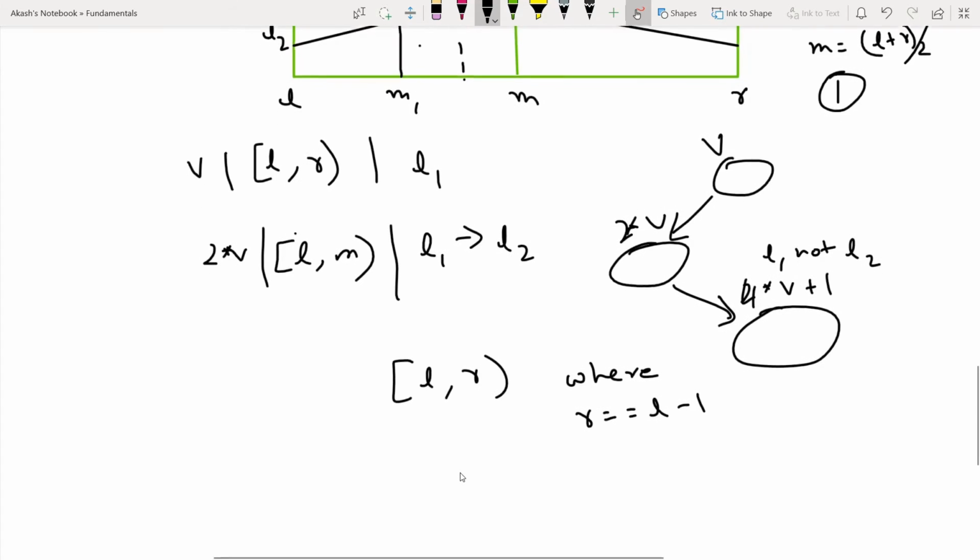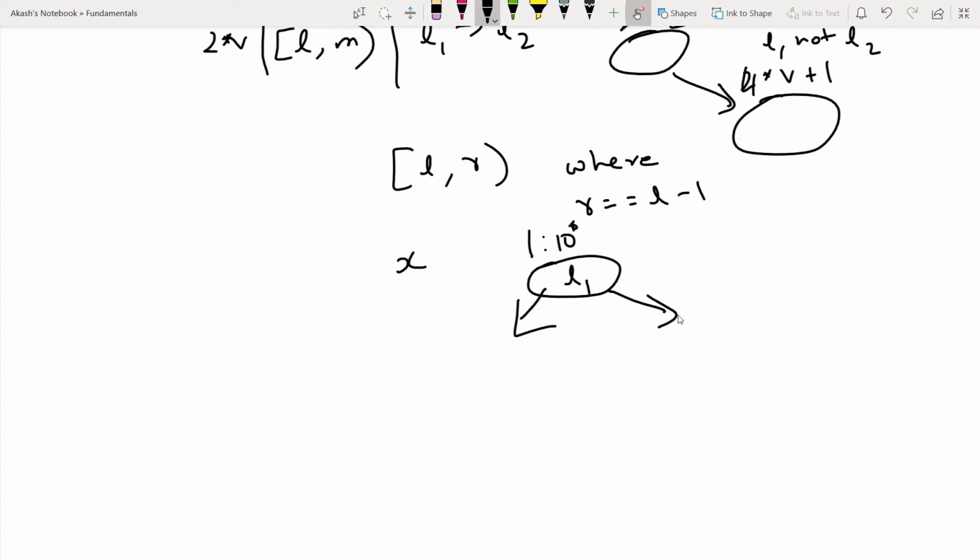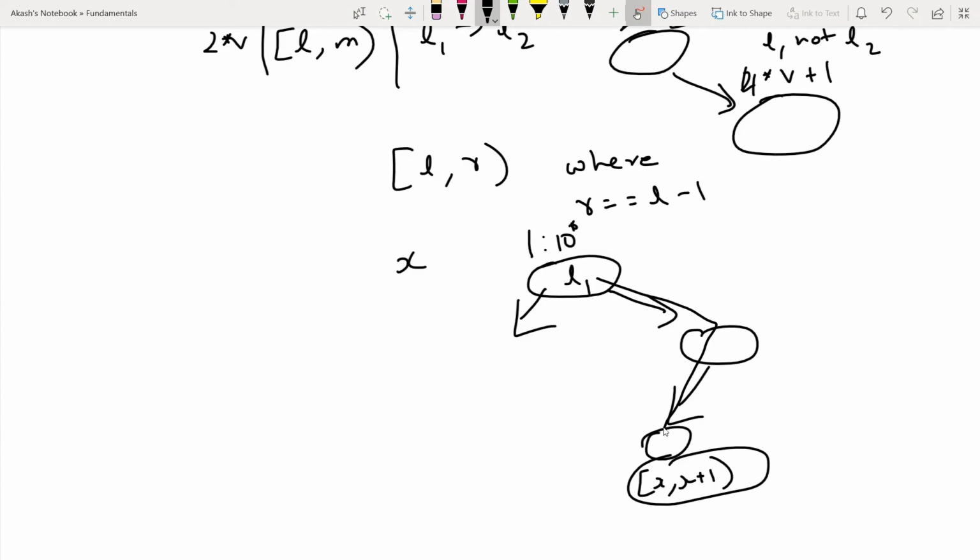For query, it is simple. It is super simple. For query, suppose we have a query X. Initially, we are from, say, 1 to 10 to the power 6. So we check what is the value of this X in whatever the line that is dominating here. Say it is L1. What is the value of X here? And if X is smaller than mid, we will go to the left. If X is greater than or equal to the mid, we will go to the right. And we will continue till we reach range X plus 1 exclusive.